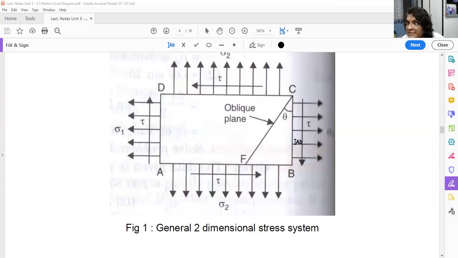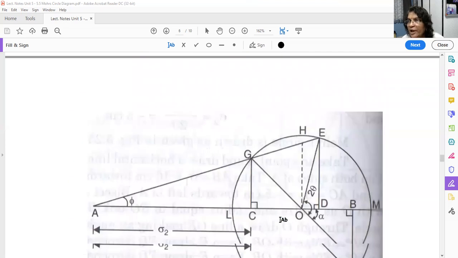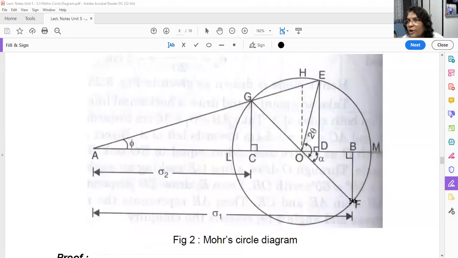So from BC, angle is theta. So from F angle we have to draw 2 theta here. F is representing stresses acting on BC. So from OF, measure the angle 2 theta, and draw a line, that is a radius, which intersects this circle at point E. Understood, no? So from OF, measure angle 2 theta, draw line OE at an angle 2 theta. Okay, so now we got point E.